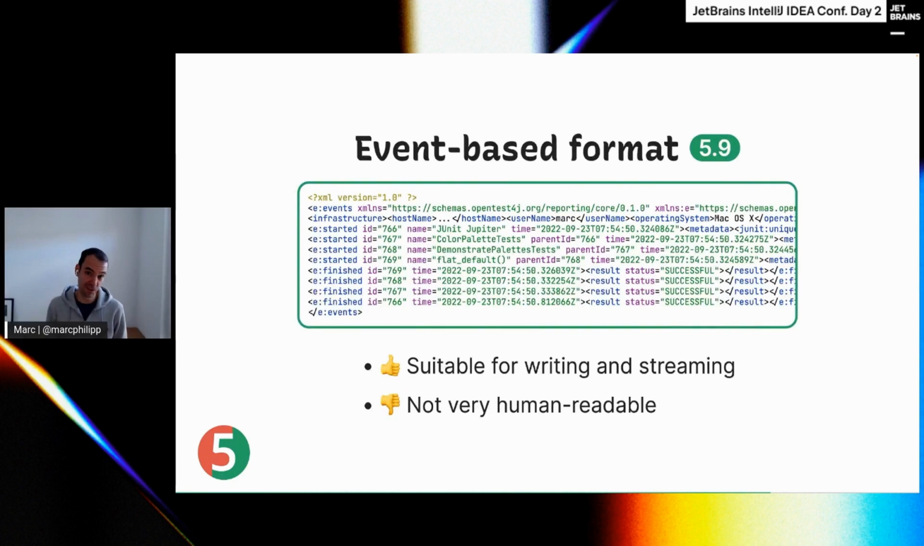There's actually two formats. The first one is rather technical, which is this one. This is from an example test run that ran one test method, flat default, in a nested class, demonstrate palettes test, in the top level color palettes test class using the JUnit Jupiter engine. And you can see there's a started event for every level and a finished event as well. So the IDs kind of match here, right?